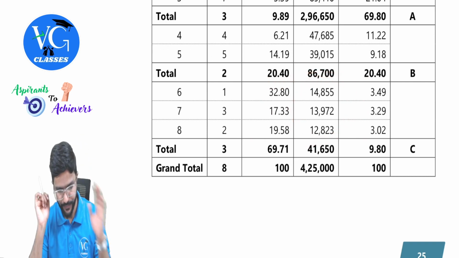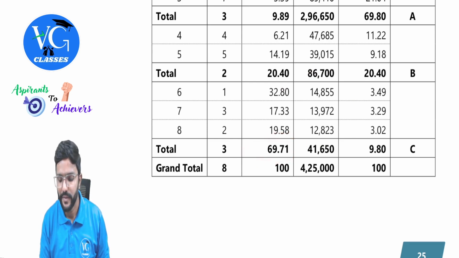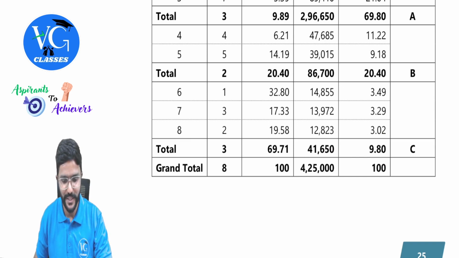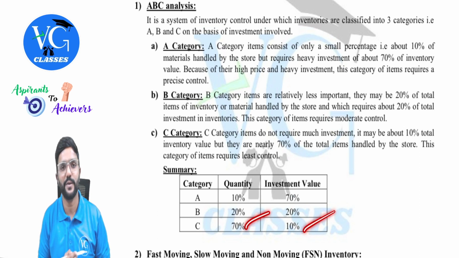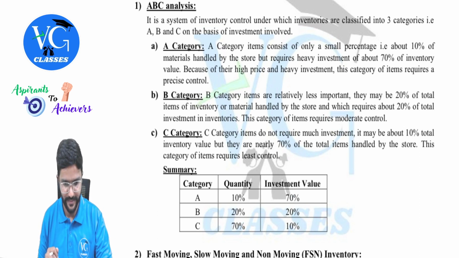Yes, matching, sir. So total quantity 69.71%, almost 70, and cost you see 9.80, almost 10%. So is it matching? Yes, sir. Near to it. Quantity 70% and cost is 10%. Got it, people? Yes, sir.